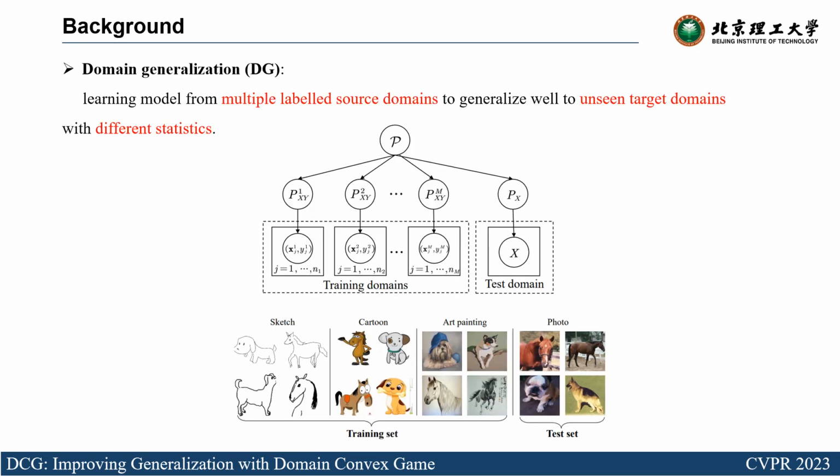First, we introduce the background. Domain generalization aims to generalize the knowledge learned from multiple labeled source domains to an unseen target domain. Note that the distributions of all the training and testing domains are different from each other, which is common in real-world applications. Here is an example in the PACS dataset, where we take sketch, cartoon, and art painting domains as the training set, and the left-out photo domain as the test set.